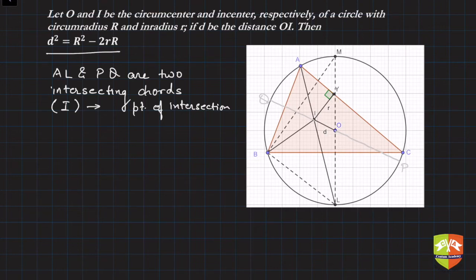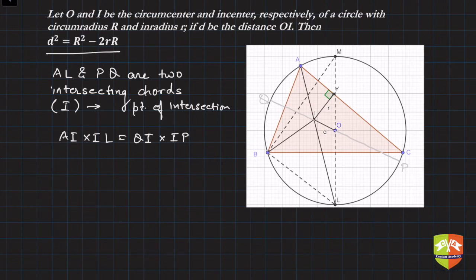So hence we know that AI into IL will be equal to QI into IP. AI into IL is equal to QI into IP. For this theorem, you have to just check the previous sessions. There we have discussed this at length. So it is true.